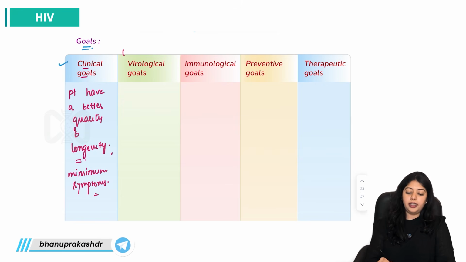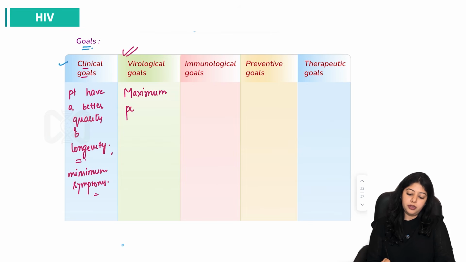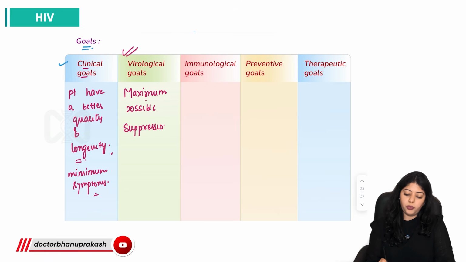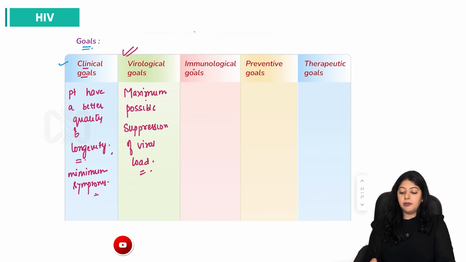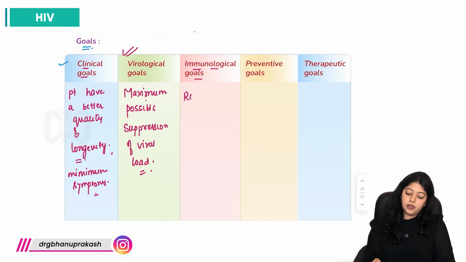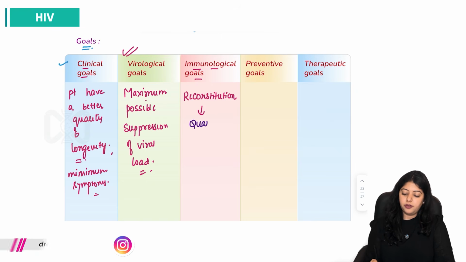The second goal is the virological goal. That defines that the maximum possible suppression of RNA or viral load should be there. Then come the immunological goals, which say that there should be immunological reconstitution, both qualitative as well as quantitative.